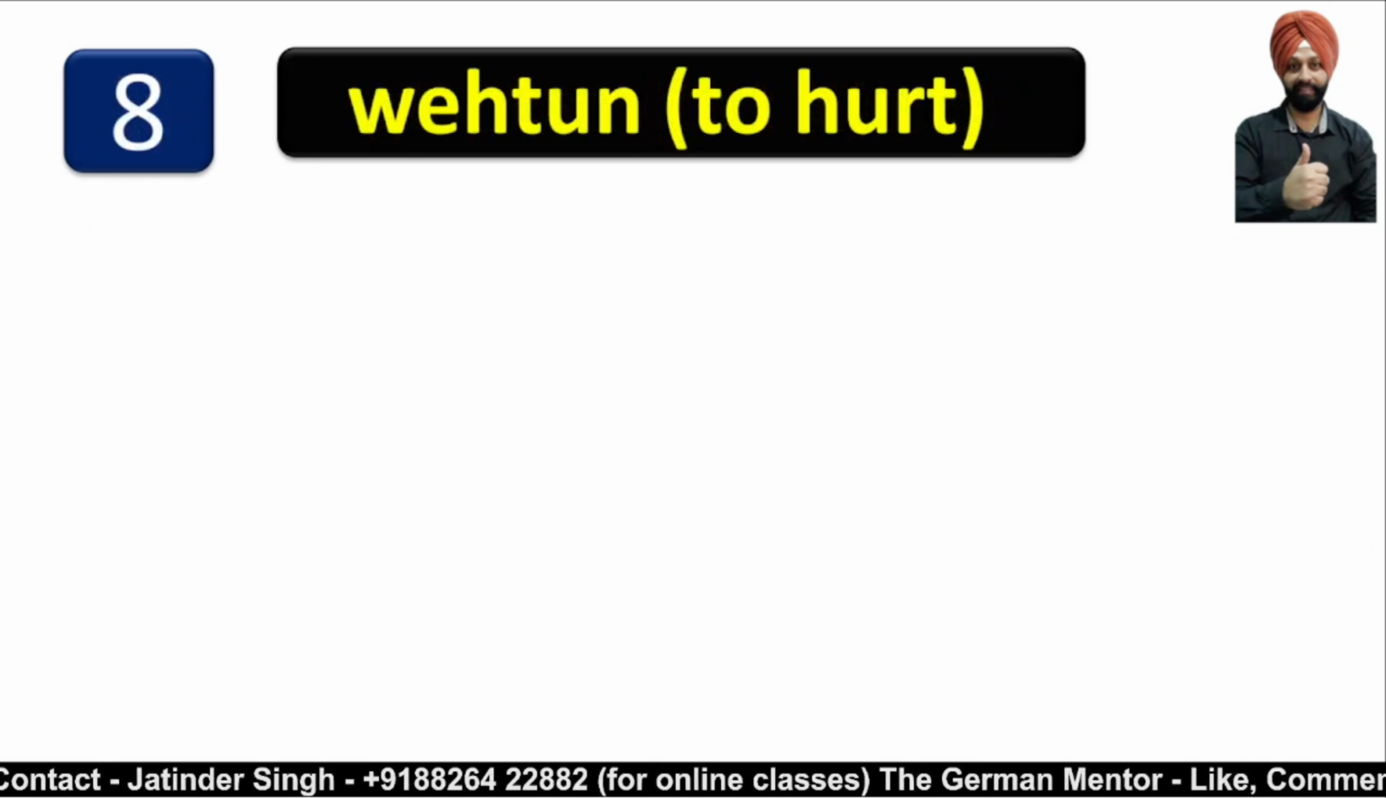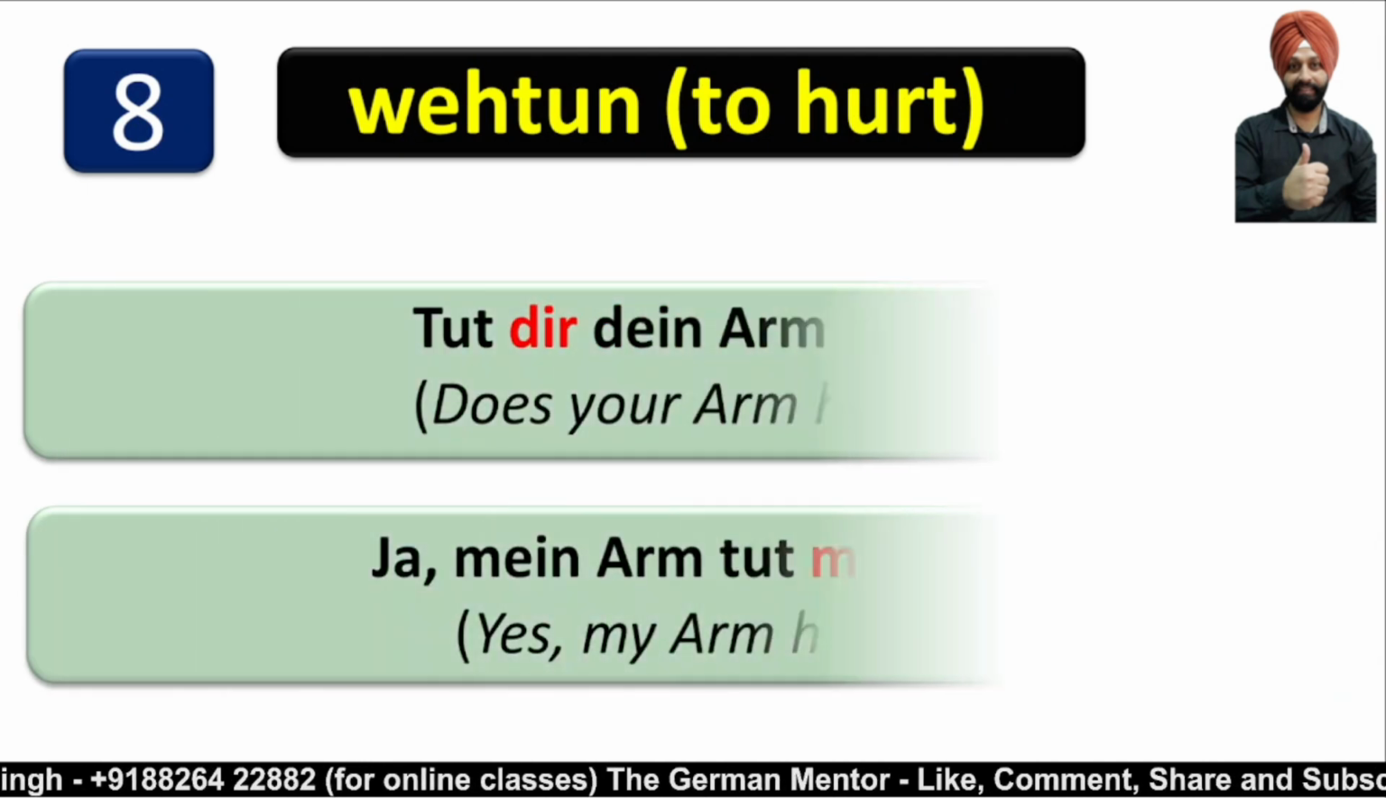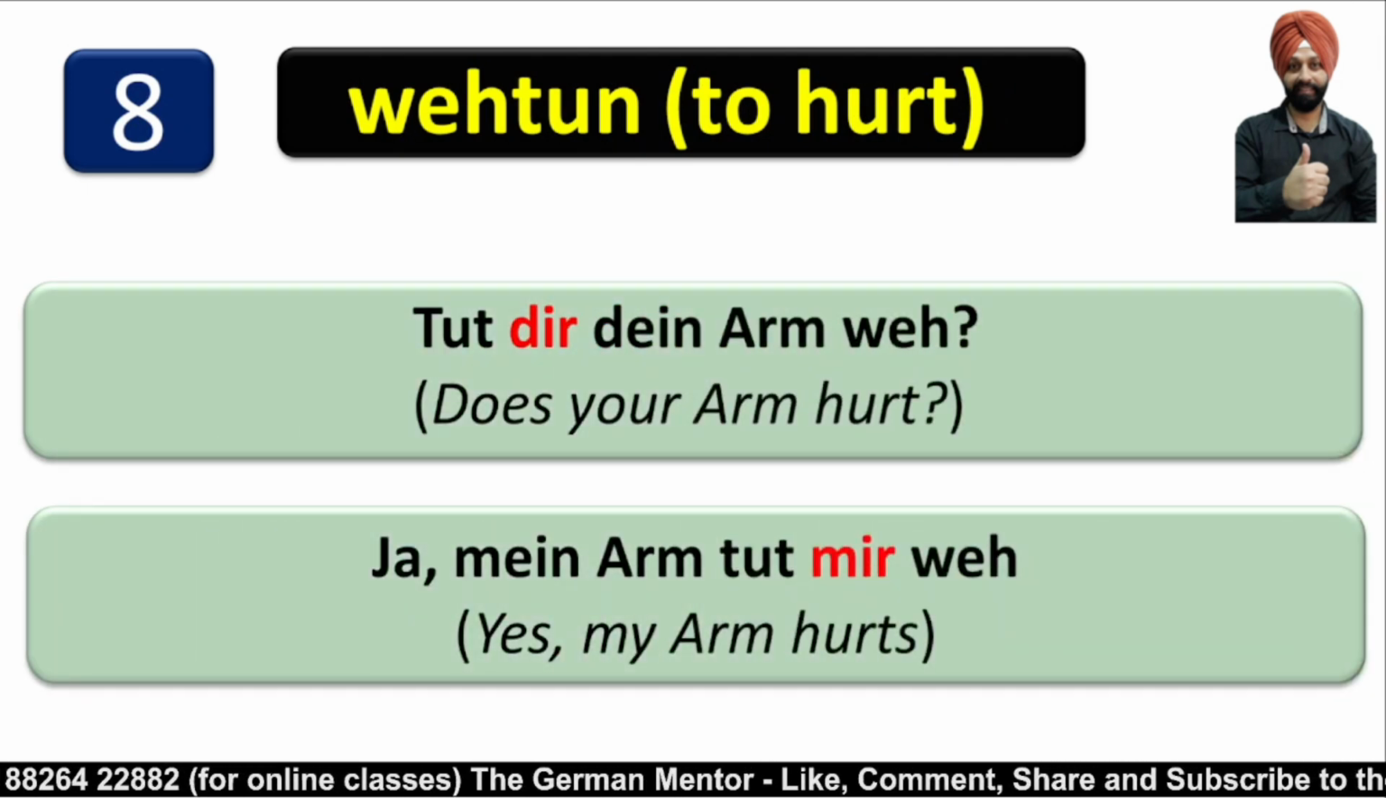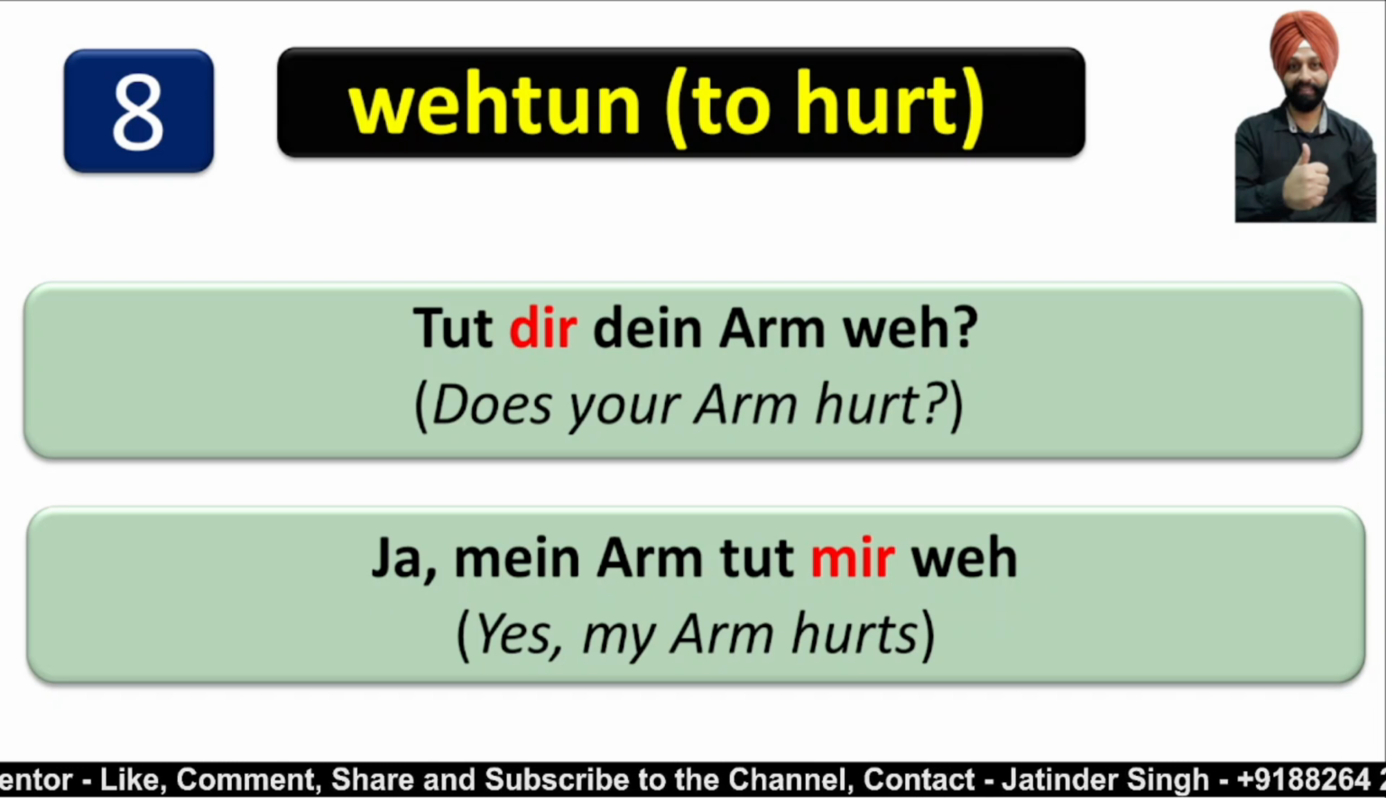Nummer 8, wehtun, to hurt. This is also a very common verb. Zum Beispiel, tut dir dein Arm weh? Ja, mein Arm tut mir weh. Or you can write the question, tut Ihnen Ihr Arm weh? Ja, mein Arm tut mir weh. So that was about wehtun, Nummer 8.